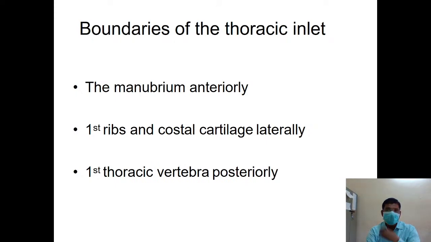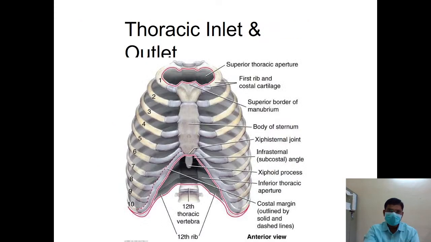Now coming to the boundaries of the thoracic inlet. The boundaries are the manubrium anteriorly, the first rib and the costal cartilage laterally, and also the thoracic vertebrae posteriorly. I will be explaining this again in detail. You can see the thoracic inlet very clearly here. This is the superior thoracic aperture, or the thoracic inlet.